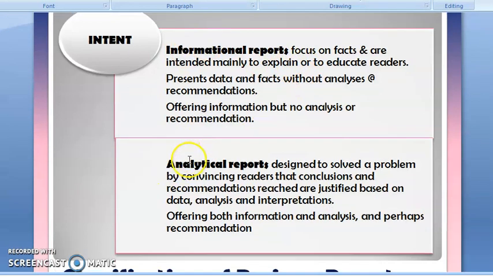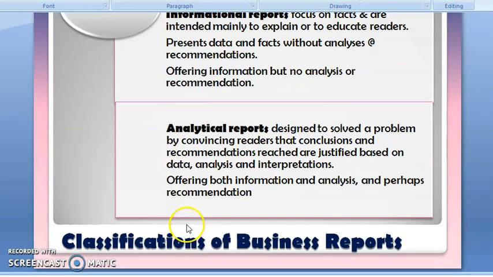However, what we are going to ask you to do is actually the analytical report, designed to solve a problem by convincing readers that conclusions and recommendations reached are justified based on data analysis and interpretations, offering both information and analysis and perhaps some recommendation. Sepatutnya bila kita buat assignment ni, kalau tak ada MCO ni, we will ask the students to conduct a survey. Okay? So basically, that's what we want you to do.